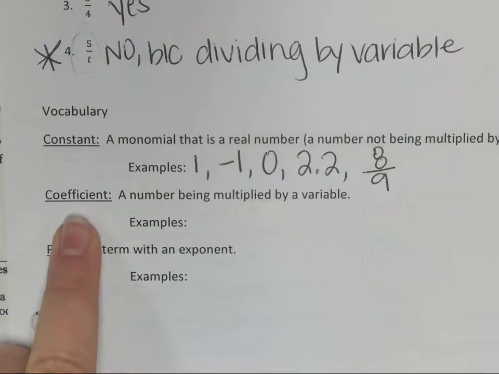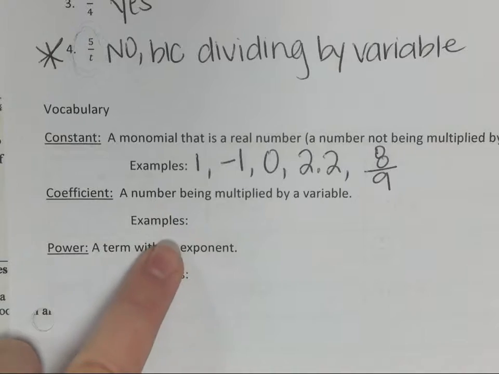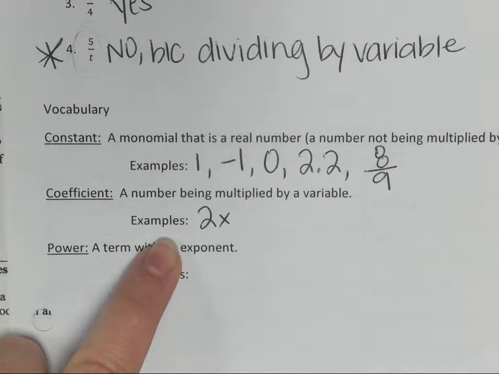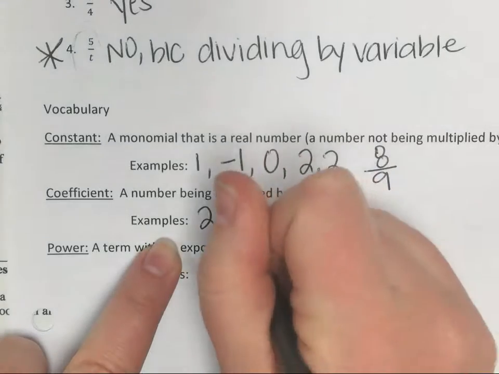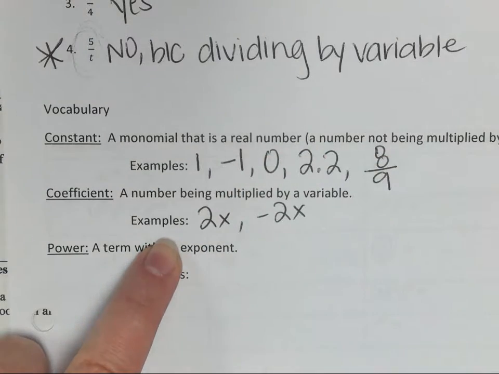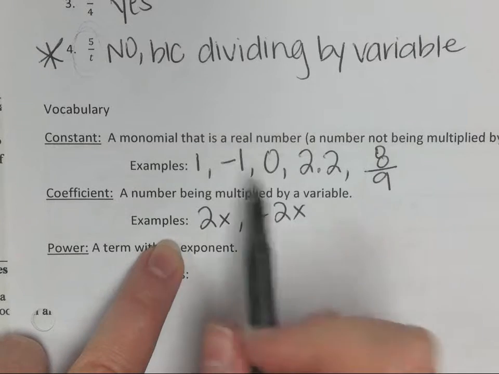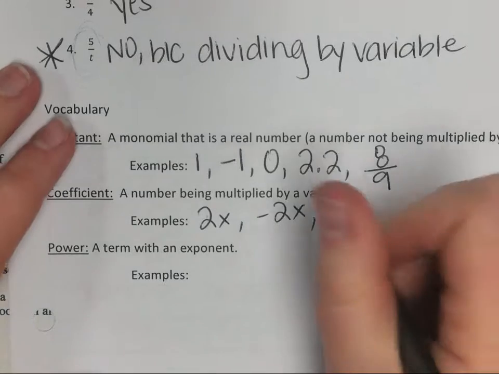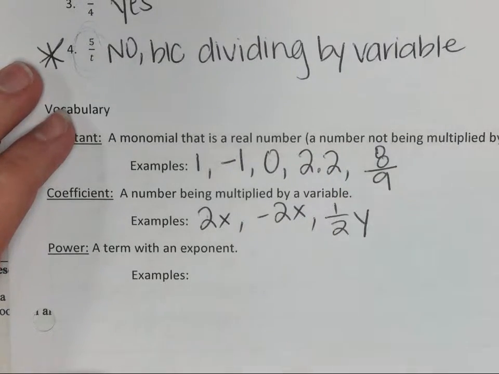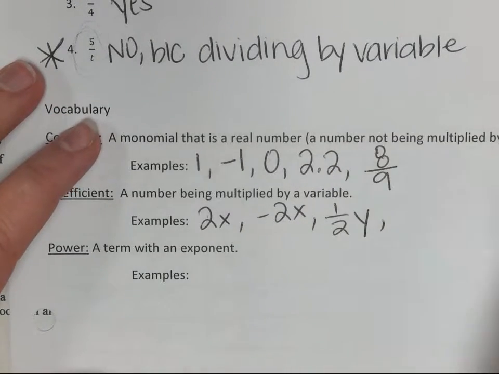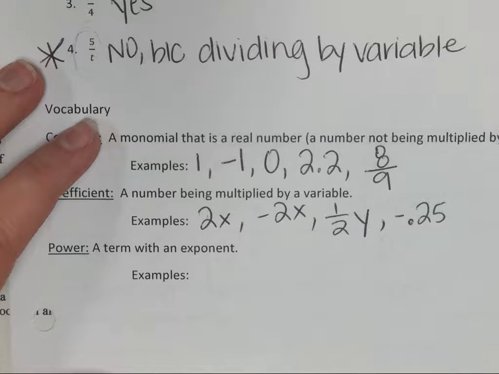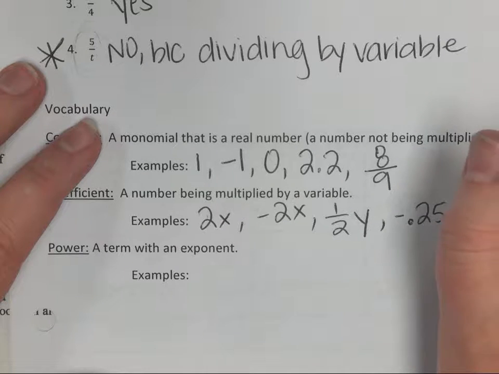Coefficients, a number being multiplied by a variable. So 2x. In 2x, what's the coefficient? The 2. Negative 2x, what's the coefficient? Negative 2. The coefficient's simply the number in front of the variable. Okay, can it be a fraction? Yeah. So 1/2 y, anything like that. You want a decimal? -0.25. What variable you want to use? W. I'll go with W.